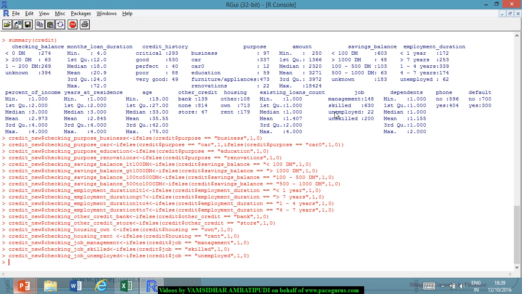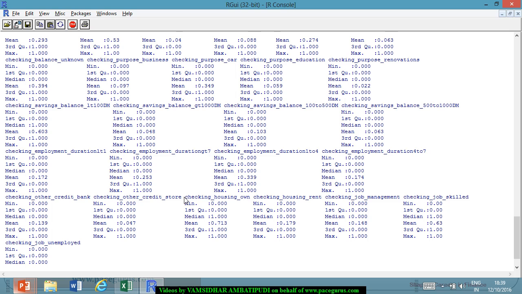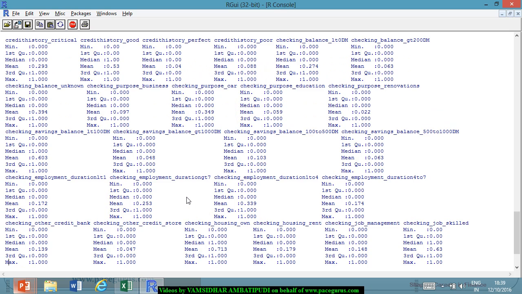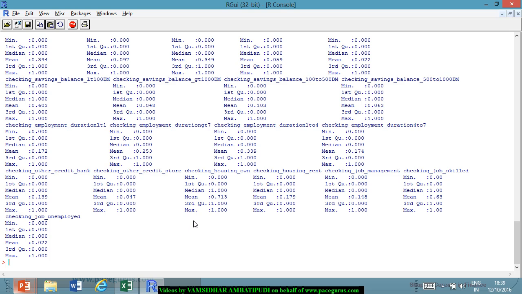So let's quickly look at summary of credit new. This is the one that we are going to work with, because all the numbers are pretty much clear out here, and all the nominal variables we were successfully able to quantify by creating dummy variables for all these variables.